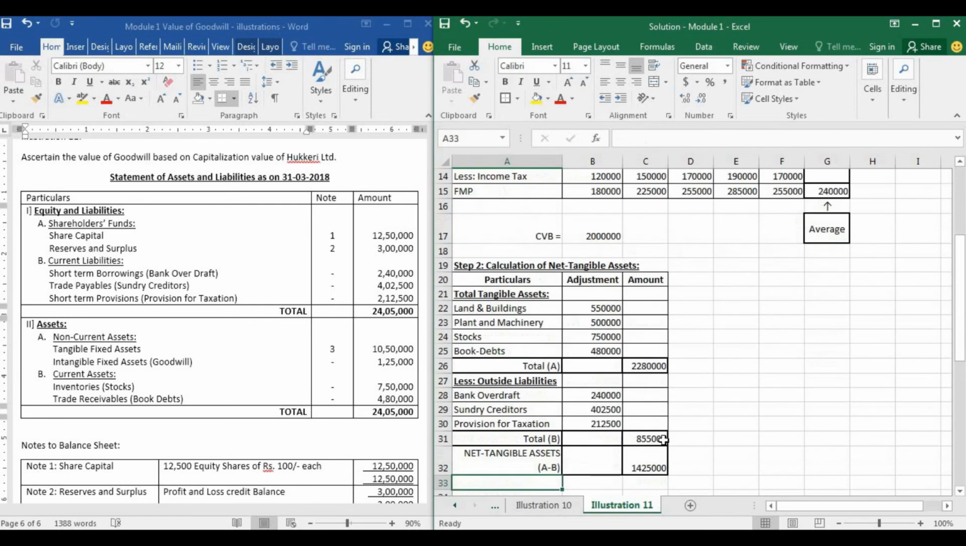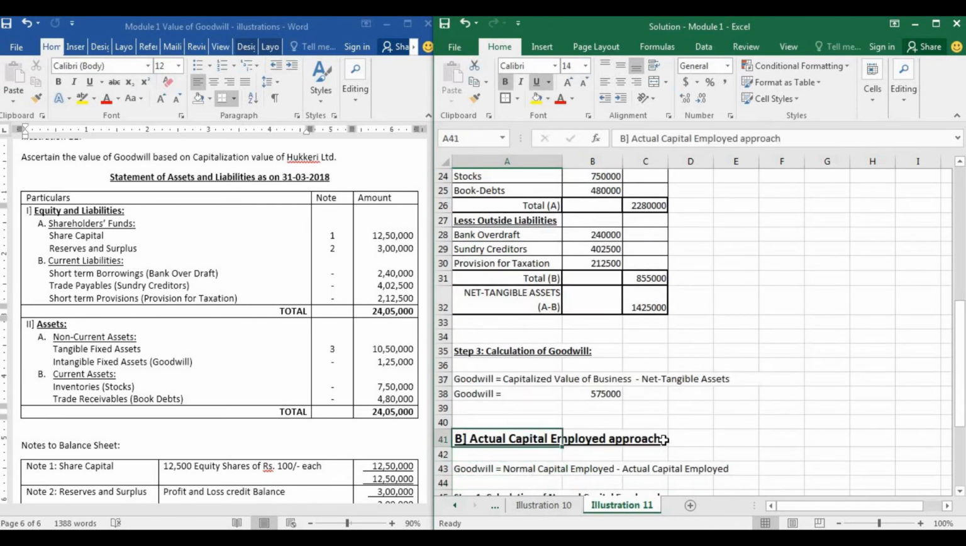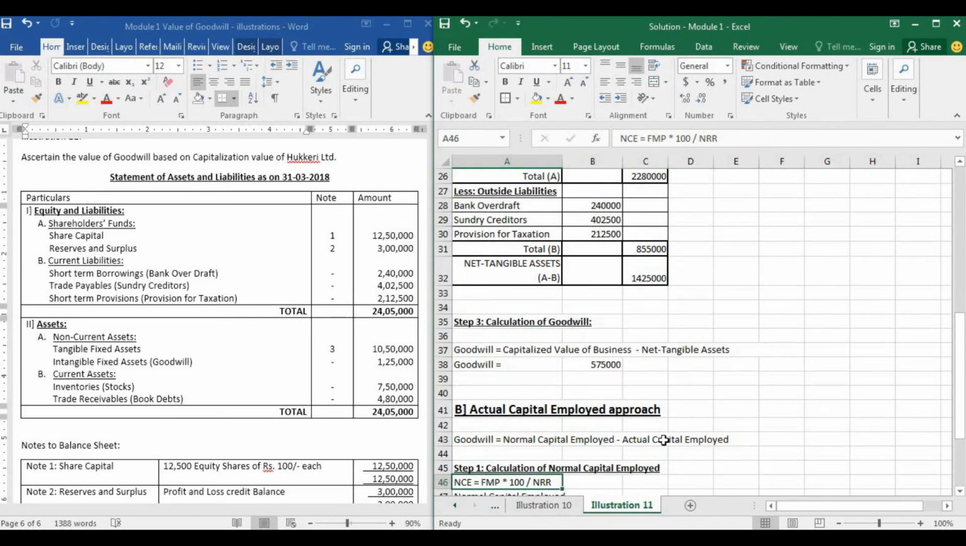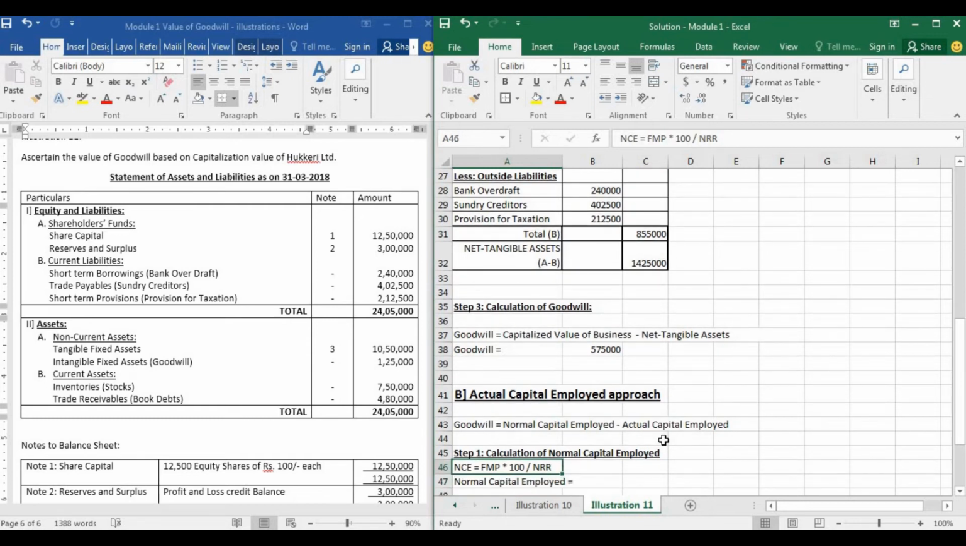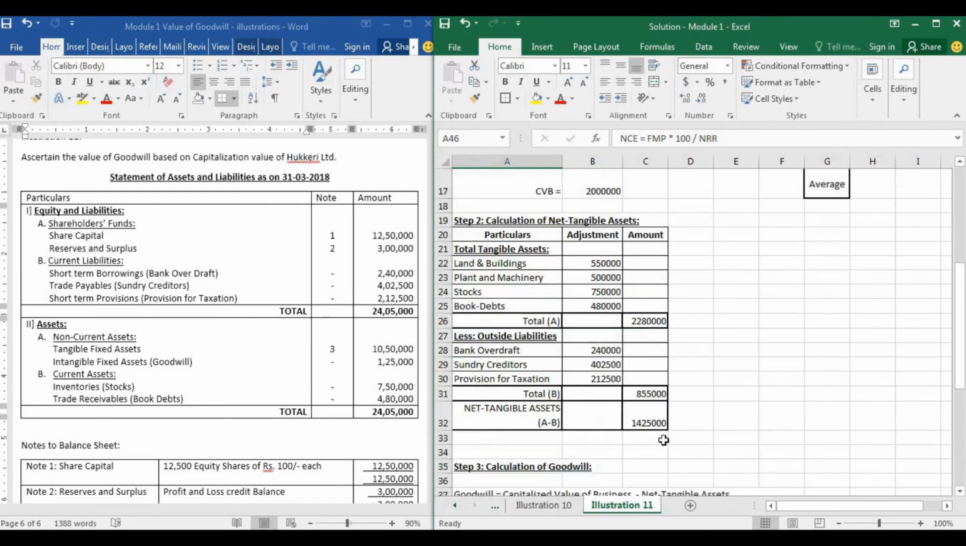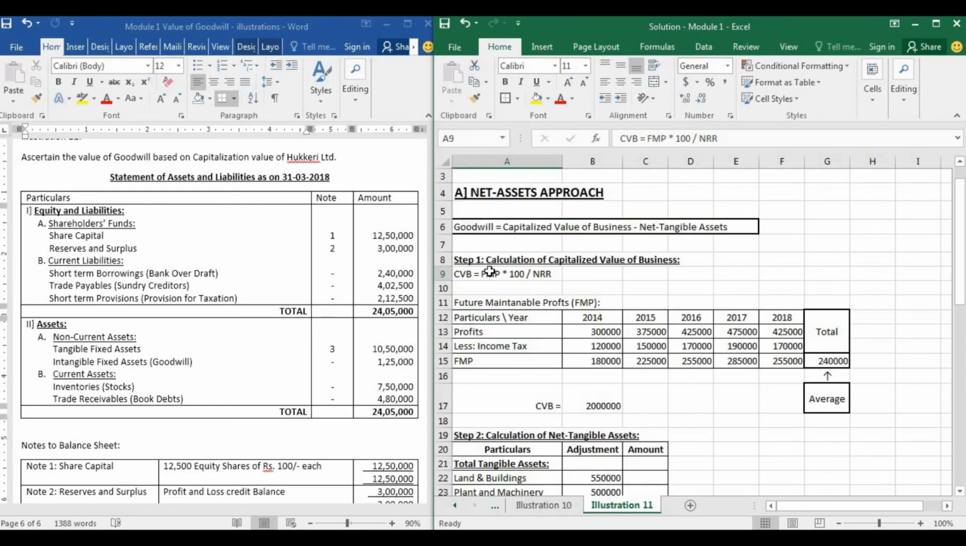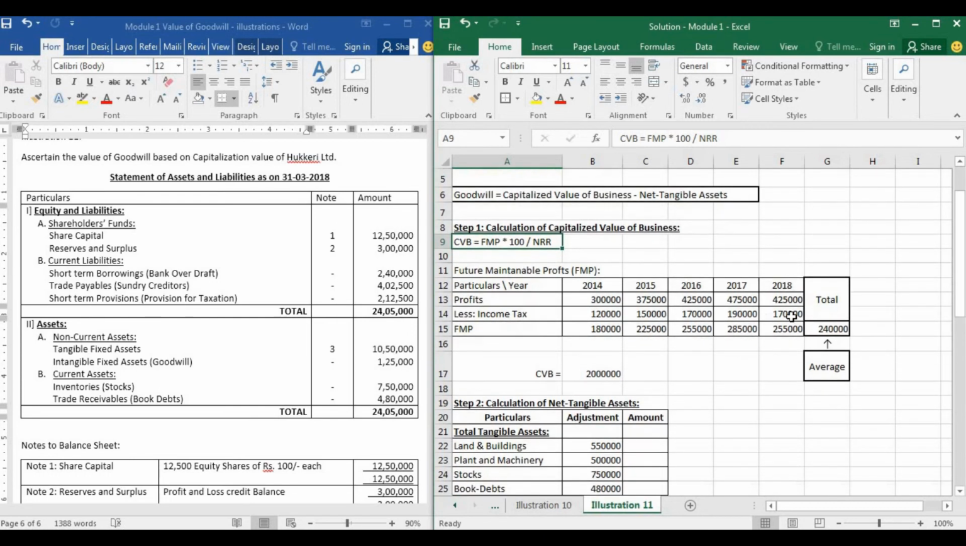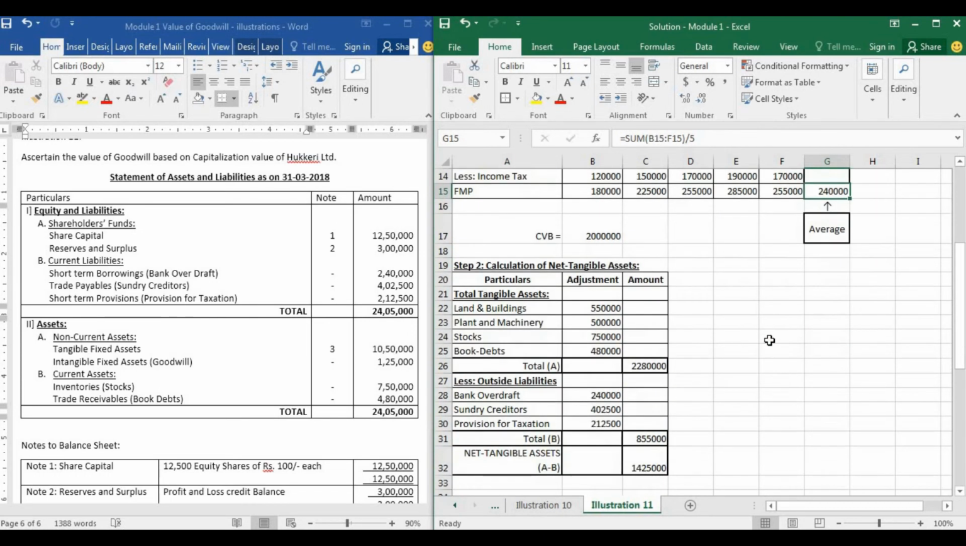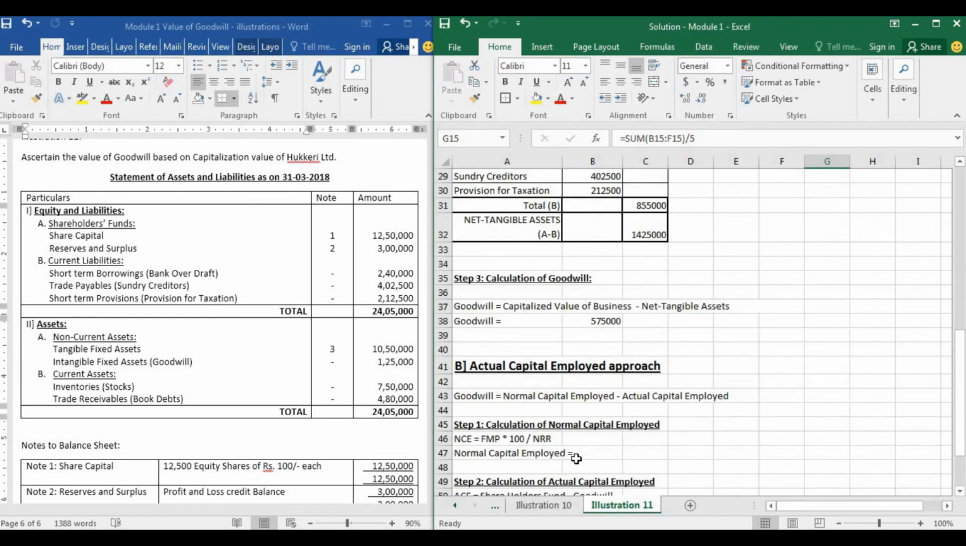Now we will calculate using actual capital employed approach or liabilities approach. The formula for calculating goodwill under this approach is normal capital employed minus actual capital employed, NCE minus ACE. The formula to calculate NCE is FMP into 100 divided by NRR. This formula is similar to this formula here. So we are going to take the FMP from here itself. We are not going to do it once again. But you guys might have to do it again in exams.